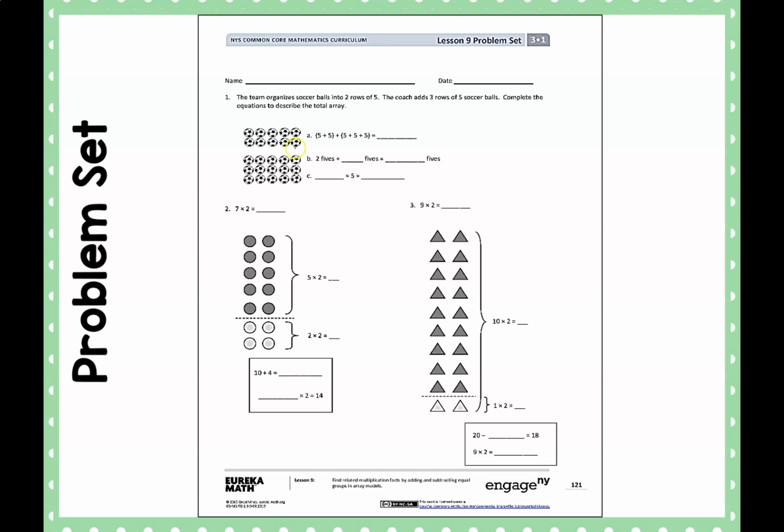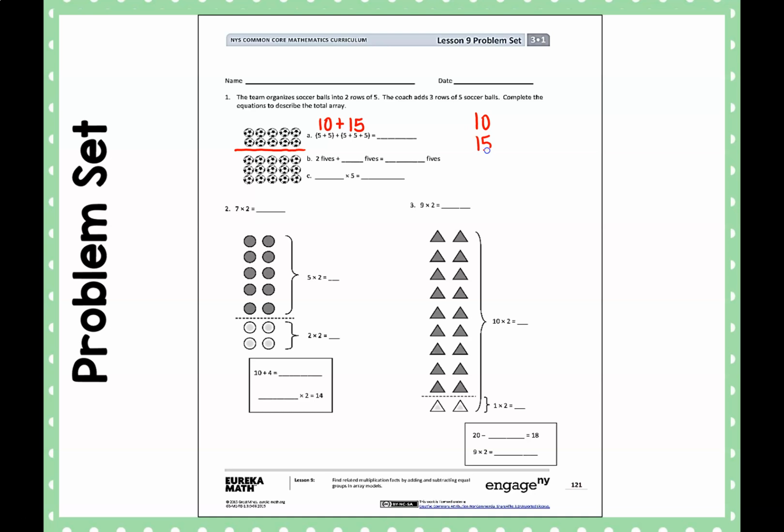Okay, so just like in our problem that we did together, all we're doing is just looking at 2 smaller arrays and adding those totals together. So it says 5 plus 5, which would be this array right here, plus 5 plus 5 plus 5, which would be this array. So we're looking at it from a repeated addition viewpoint in part A. So we know that 5 plus 5 is 10, and 5 plus 5 plus 5 is 15. So we have 10 plus 15.